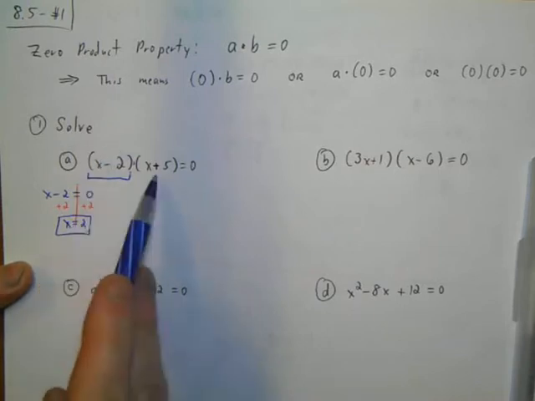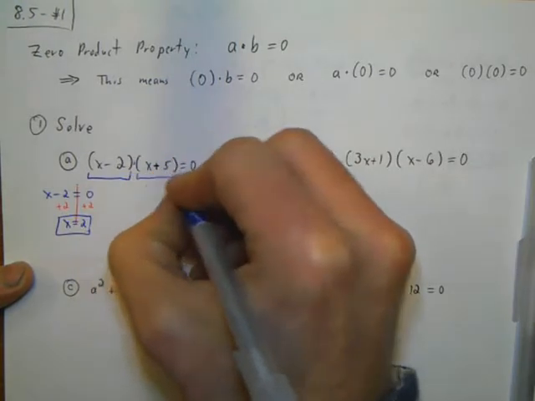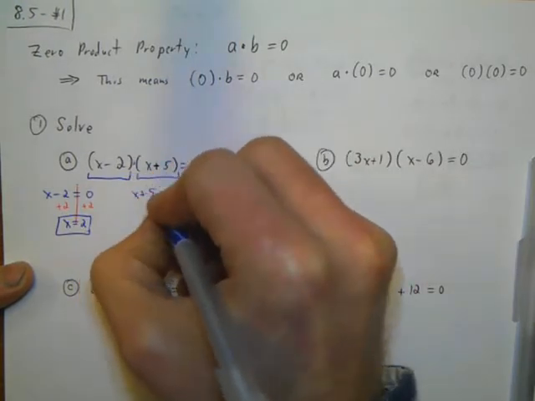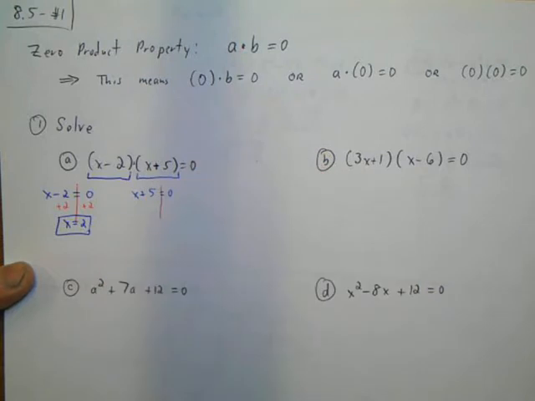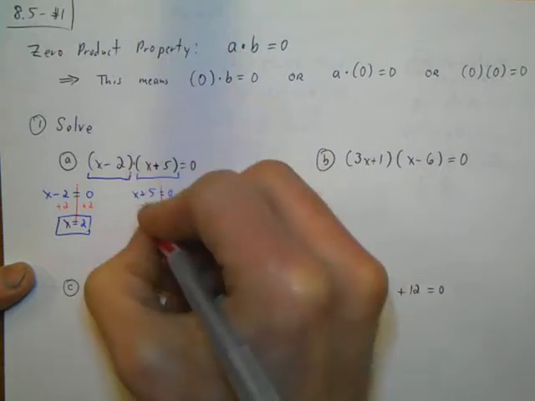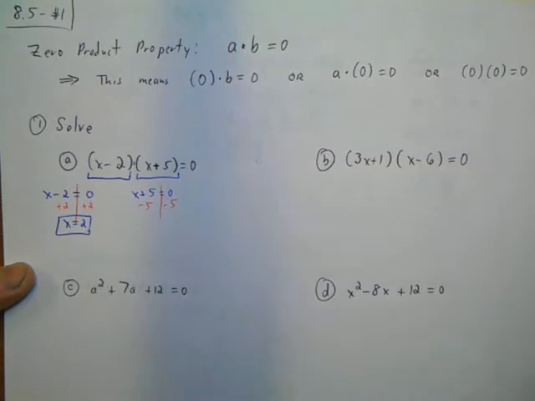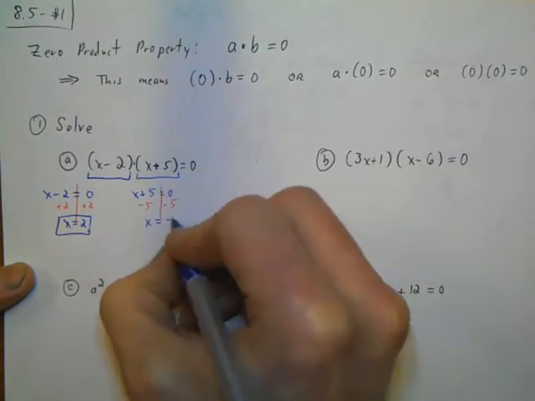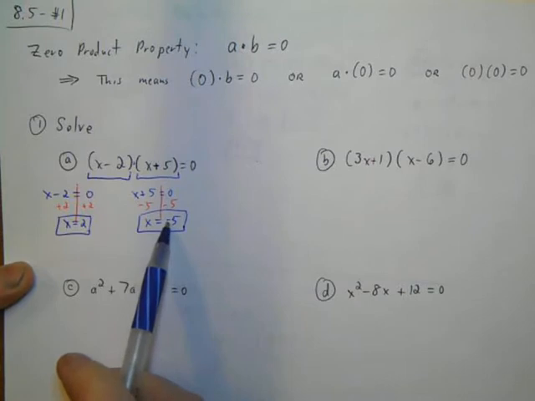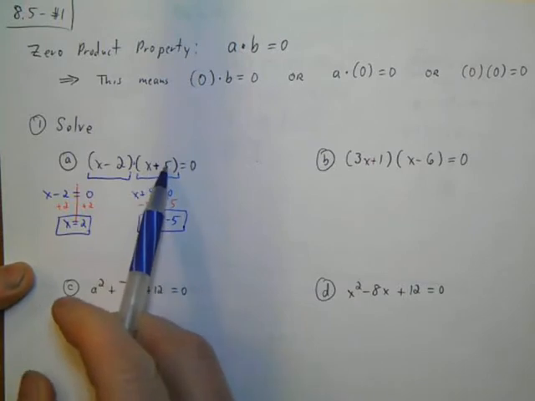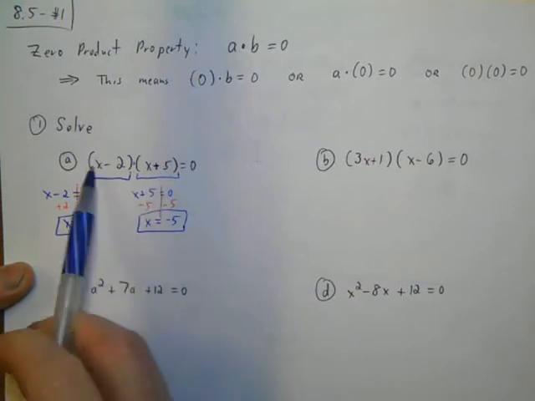Now let's try it for the other one. What would make x plus 5 equal 0? Well, I set it equal to 0, solve for x, and I would get that x must be negative 5. So you can see this, it should make sense. Negative 5 plus 5 is 0. Here I have 2 minus 2 is 0.